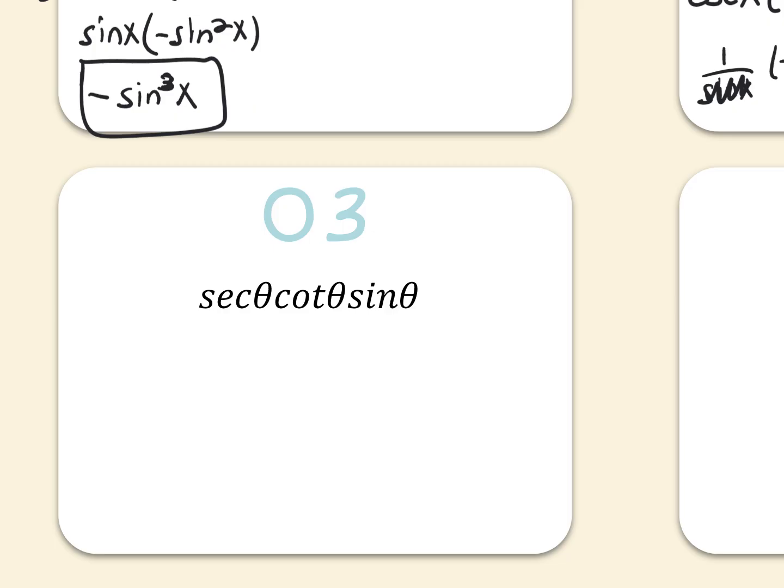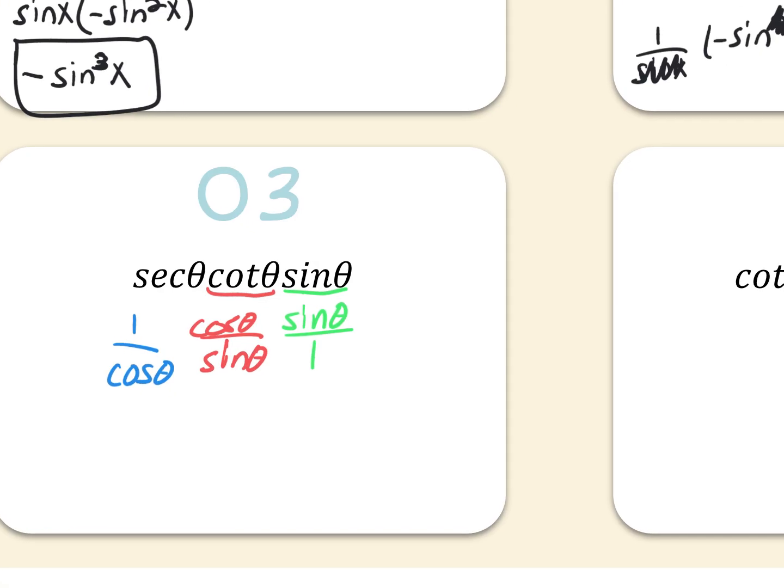I know that secant is the same as 1 over cosine of theta. I know that cotangent is the same as cosine over sine. And then there's nothing really that I can do with sine, so I'm just going to leave it as sine. I see a bunch of fractions, though. I'm going to put it over 1. All right? And then what happens from here is that you notice that things start to cancel out.